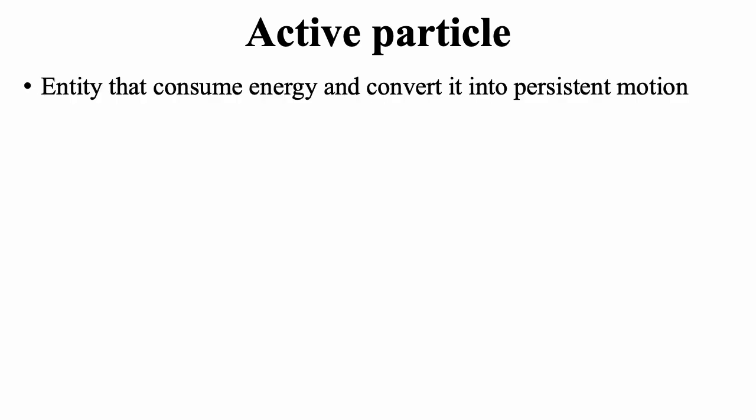Okay, so let me start by telling you what I mean by an active particle, right? The working definition of an active particle that is used by researchers in this community is that an active particle is an entity that consumes energy and converts it into some sort of persistent motion, right? So the particle takes up energy and uses it to do work, mainly move around, and dissipate some energy in this process as well, right? Due to this, an active particle is out of thermodynamic equilibrium, right?